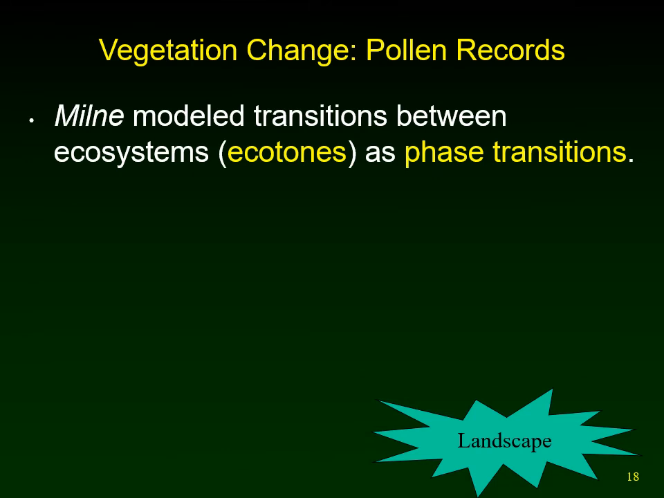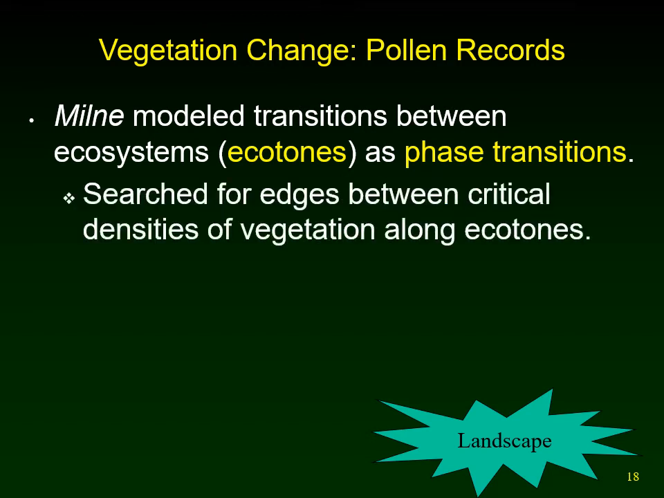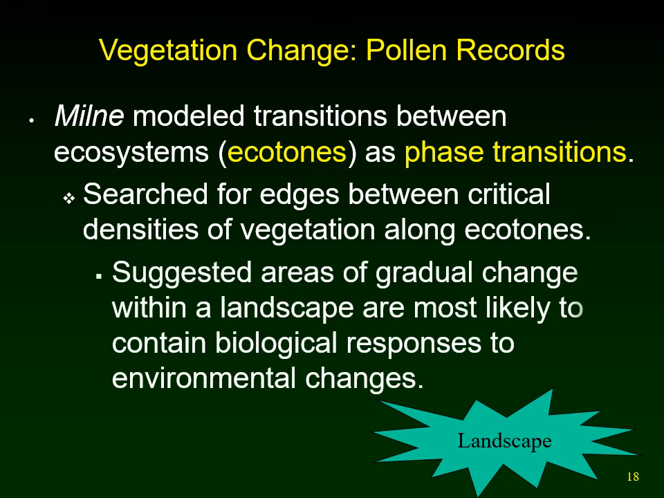You can also be looking at things on a landscape level, where you're looking at going from one ecosystem to another. So Margaret Davis was looking at going from one ecosystem to another over time. Bruce Milne looks at transitions between ecosystems over space as part of landscape ecology, looking for the edges between the types of vegetation. So is it a gradual change from going from an open meadow into the forest, or is there an abrupt change? Suggesting that areas with gradual change in the landscape are likely to have biological responses to some sort of gradual change in an environmental factor.